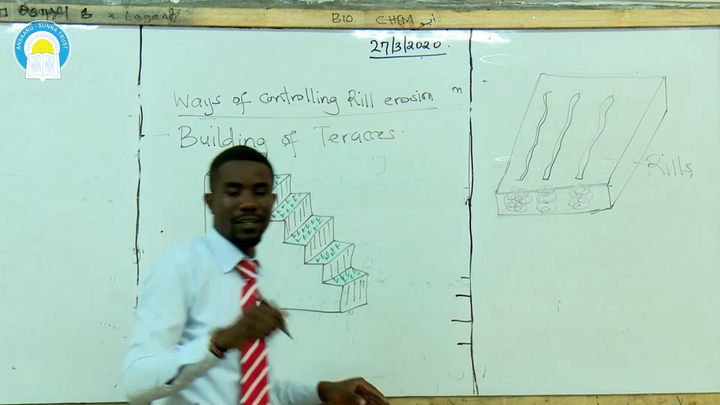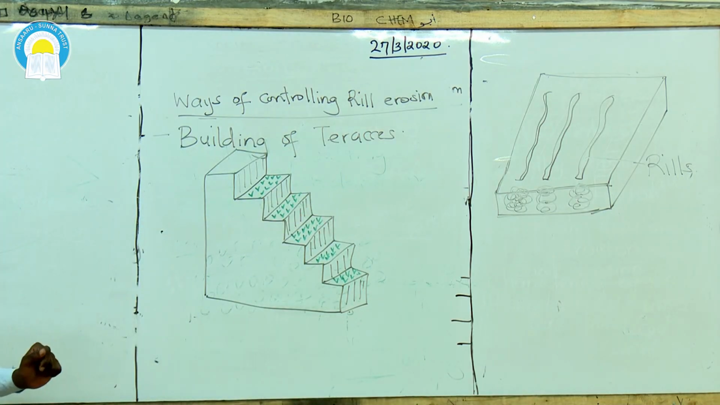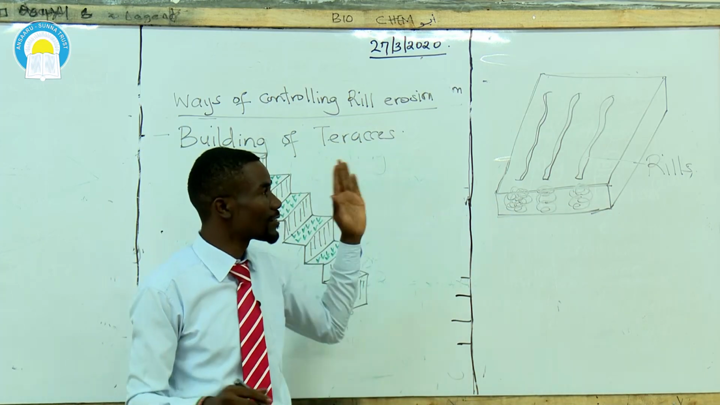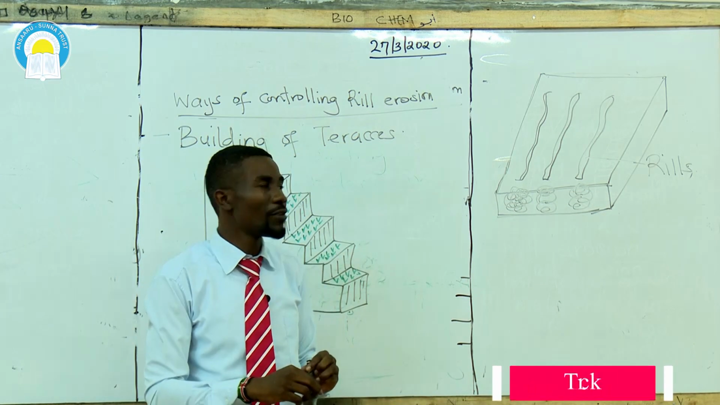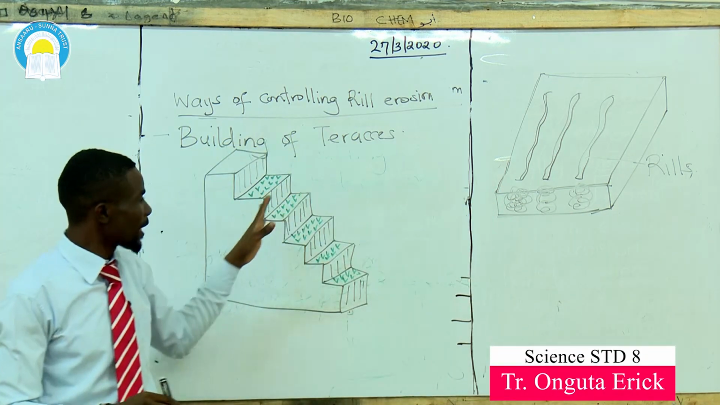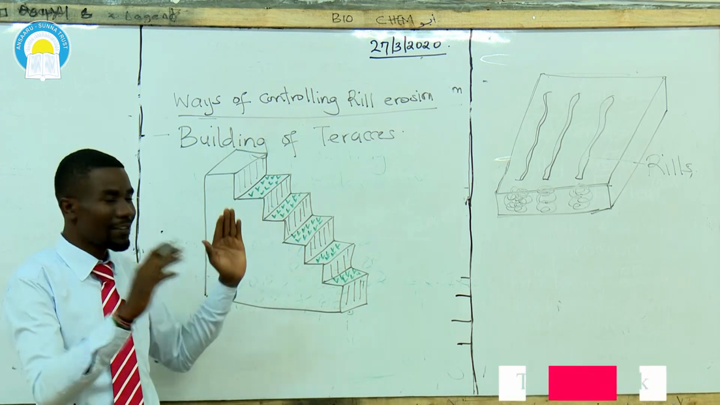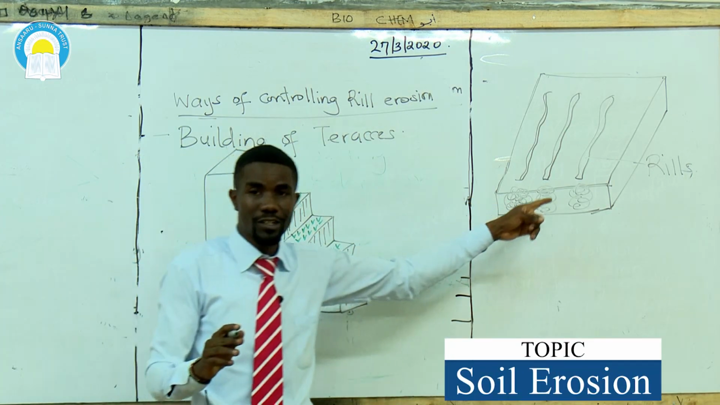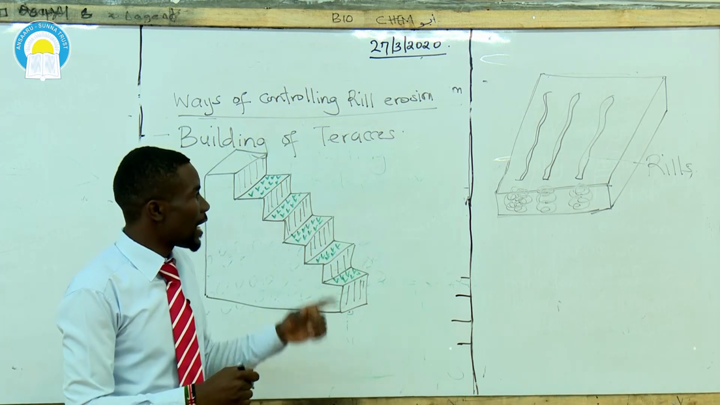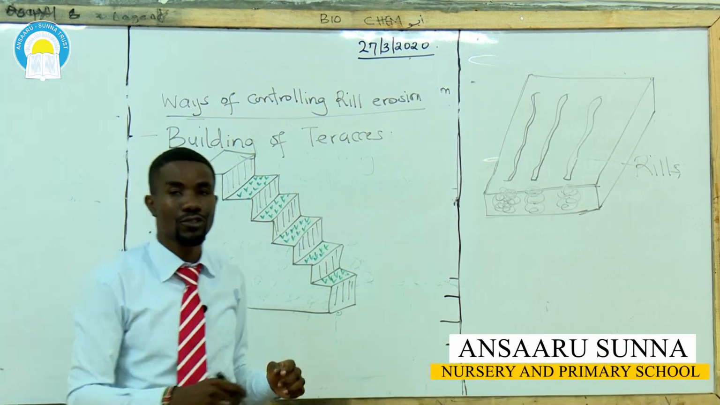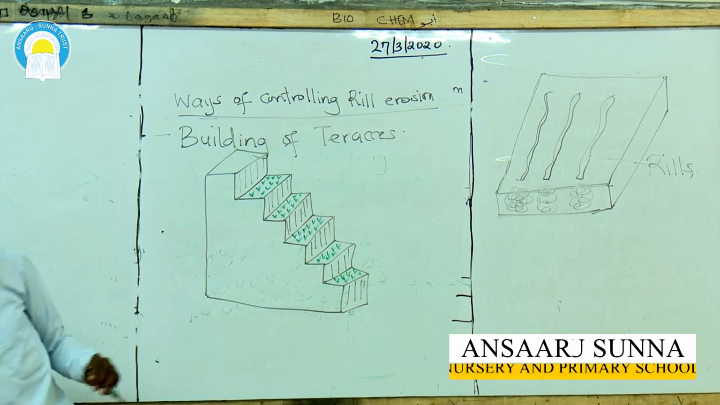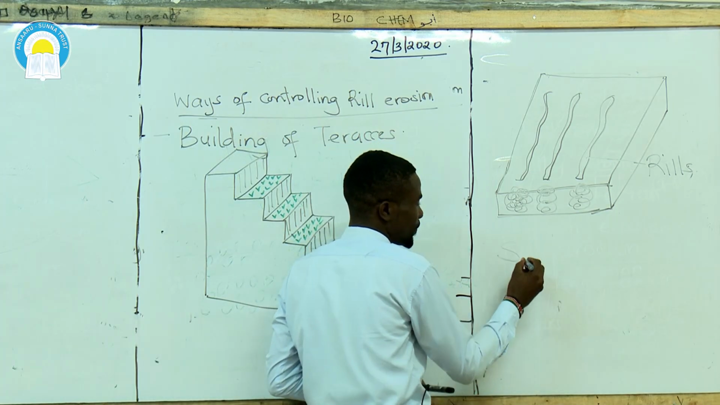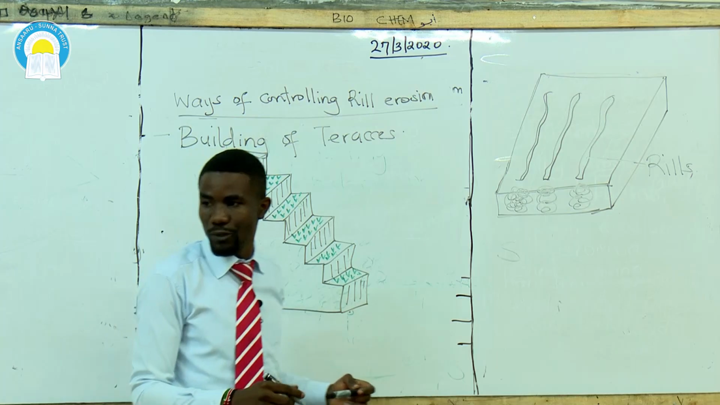These small channels indicate the occurrence of rill erosion on the land. So whenever you see these small channels, be aware that rill erosion is taking place on your farm. And as a good farmer, you try and build these terraces so that you can control this type of soil erosion. Our last type of soil erosion was splash erosion.